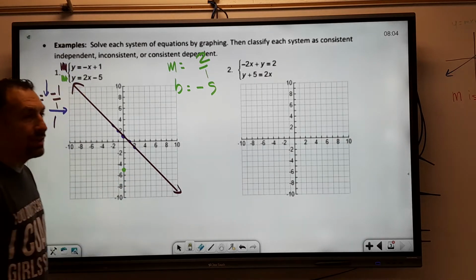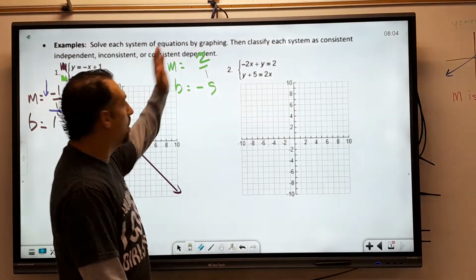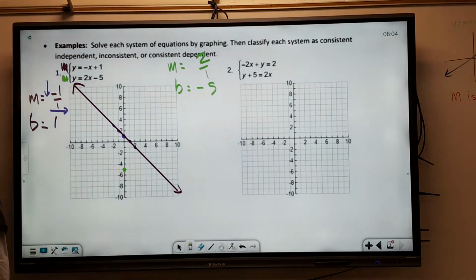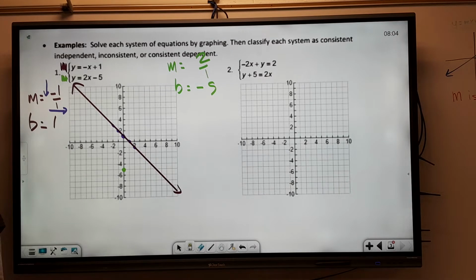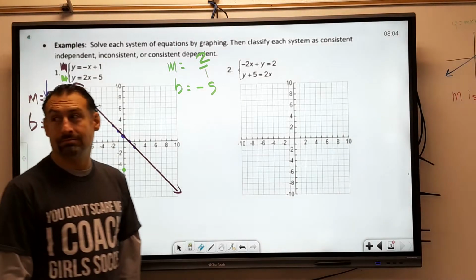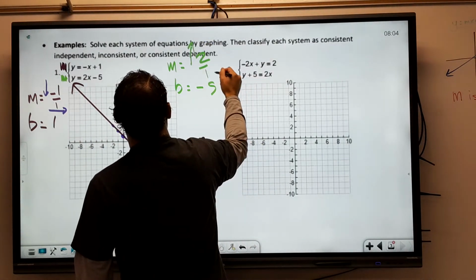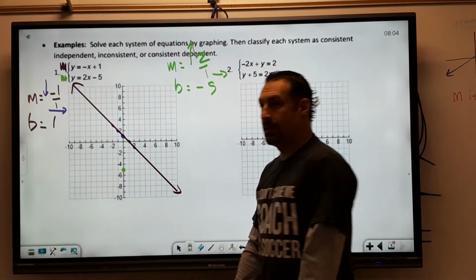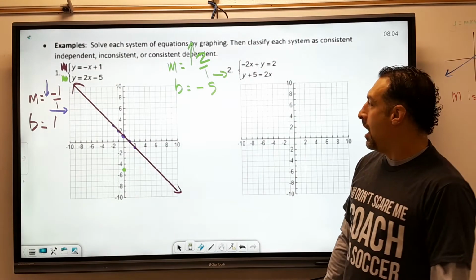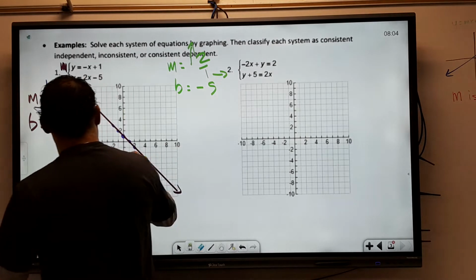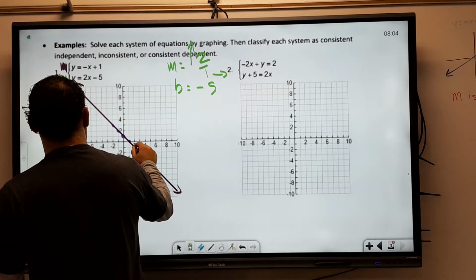And since it's positive, what direction do we go with our slope? Cheyenne? Come on, it's either up or down, and it's positive. Up. Up and over. Right. Thank you, Cheyenne. Alright, so now we're gonna go up 2, right 1. Look at that, they intersect exactly right there.